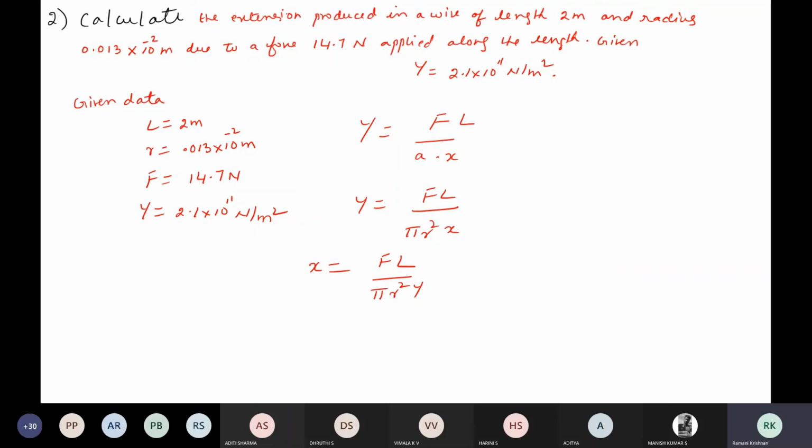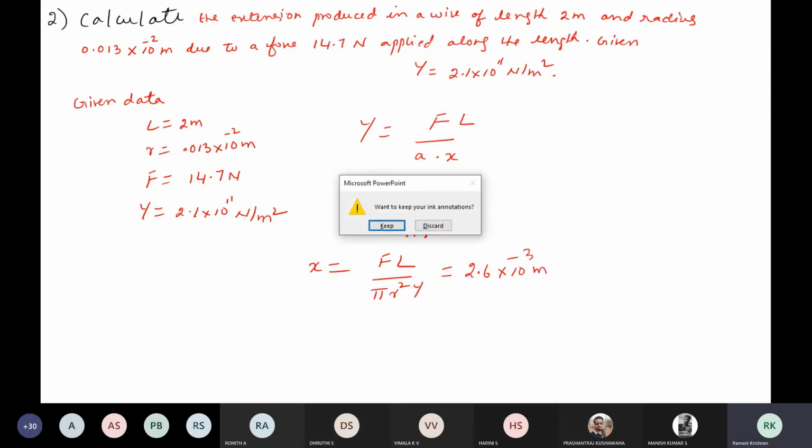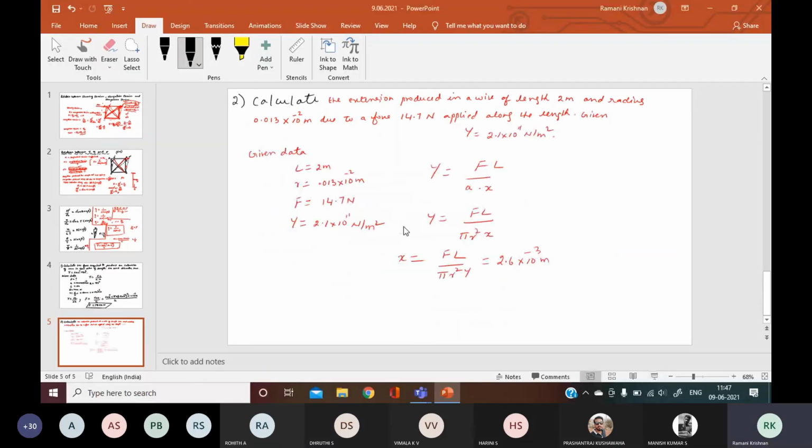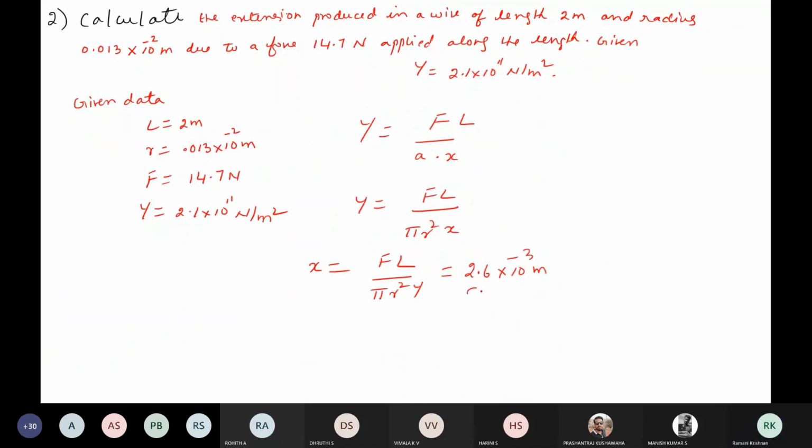Yes. So I'm going to ask. Someone answer. Who is that? Can I write 2.6 into 10 power minus 3 meter? Yes, ma'am. So how many are getting it? If you are doing it in the class, in the exam you'll be able to do. Otherwise, you'll not be able to do. Who was that first boy who said this answer?